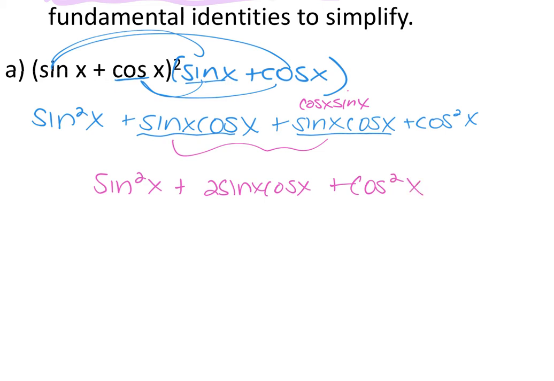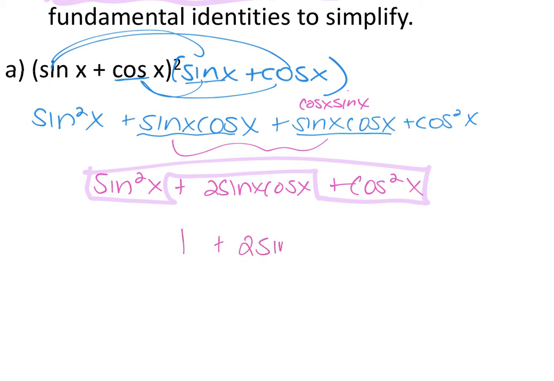Is this as simple as I can get it? What do you see there that you can replace? Sine squared plus cosine squared is what? 1. So 1 plus 2 sine x cosine x. So you don't even have to be right next to each other. Anywhere in the expression, because I can rearrange that in any order, right? It's all addition.